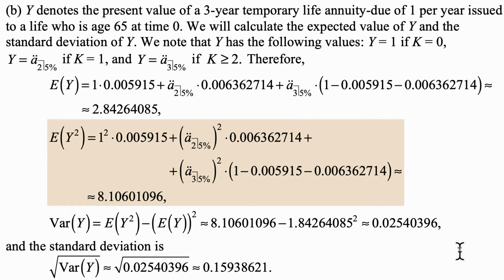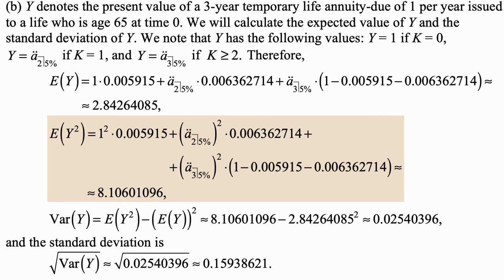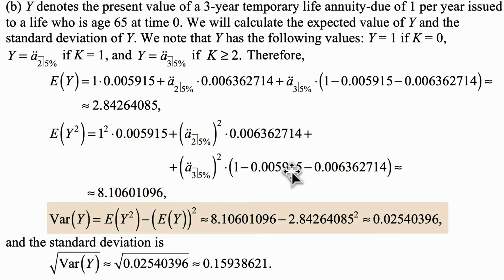So we calculate that second moment the same way as the first moment, but with squares of values of Y. And then we calculate the variance as the second moment minus the square of the first moment. And I'm very sorry, I had a typo here for a moment.